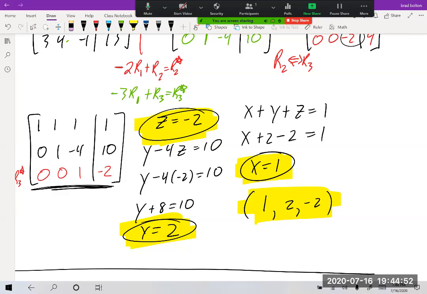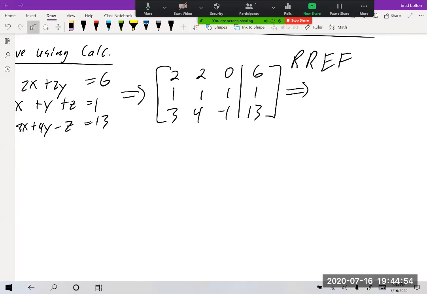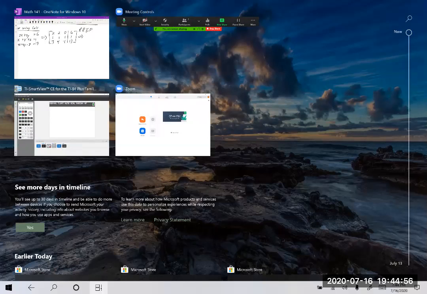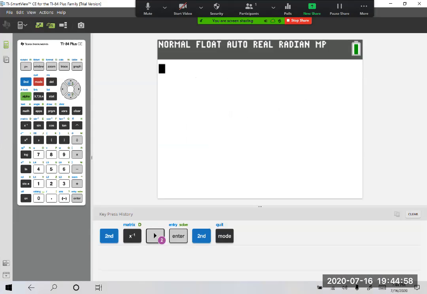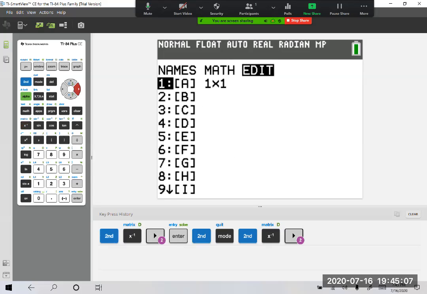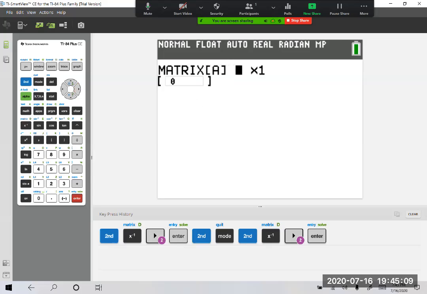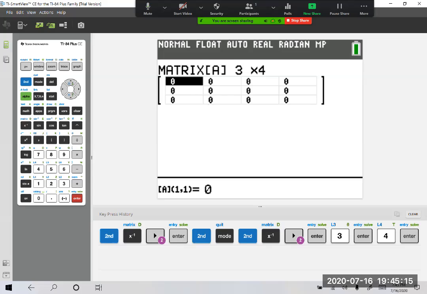So all we have to do is take this matrix. I already have my calculator brought up. Here's what I want you to do. You go to second function, and then right here on the x to the -1, it says matrix. I'm going to go over to edit my matrix. So I'm going to edit matrix A. I hit enter. And this is what size matrix? This is a 3 by 4 matrix, right?